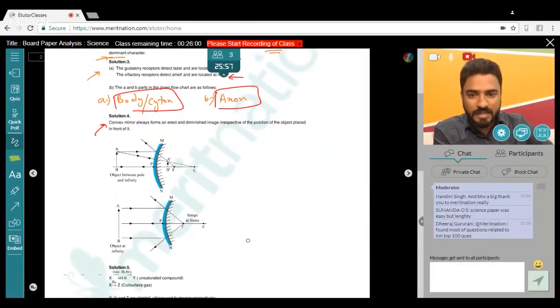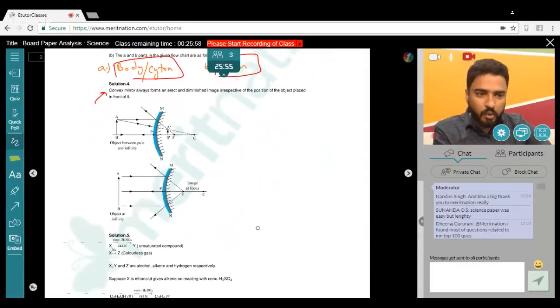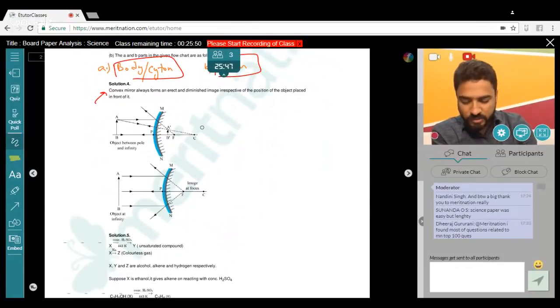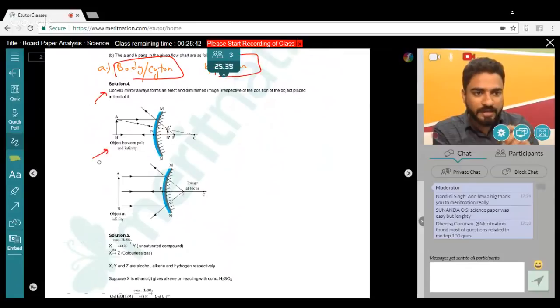The correct answer in this fourth question involves two cases, and in both cases the image formed is erect and diminished. In one case, when the object is placed between the pole and infinity, the image formed is erect and diminished. When the object is at infinity, the image again has the same nature, erect and diminished. So the correct answer would be the convex mirror.